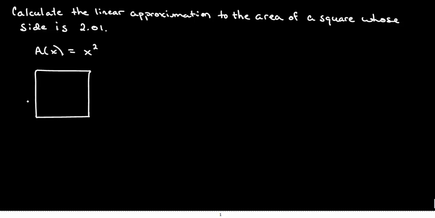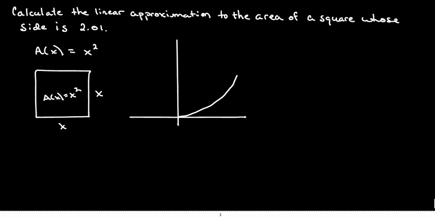Okay, so here's our square. Each of the side lengths are x, and so the area is given by multiplying this guy by this guy, so x squared. So the graph of that guy looks something like this. Of course, we're only concerned with x values that are positive. So here's A of x, which equals x squared. Here's x. Here's the area.